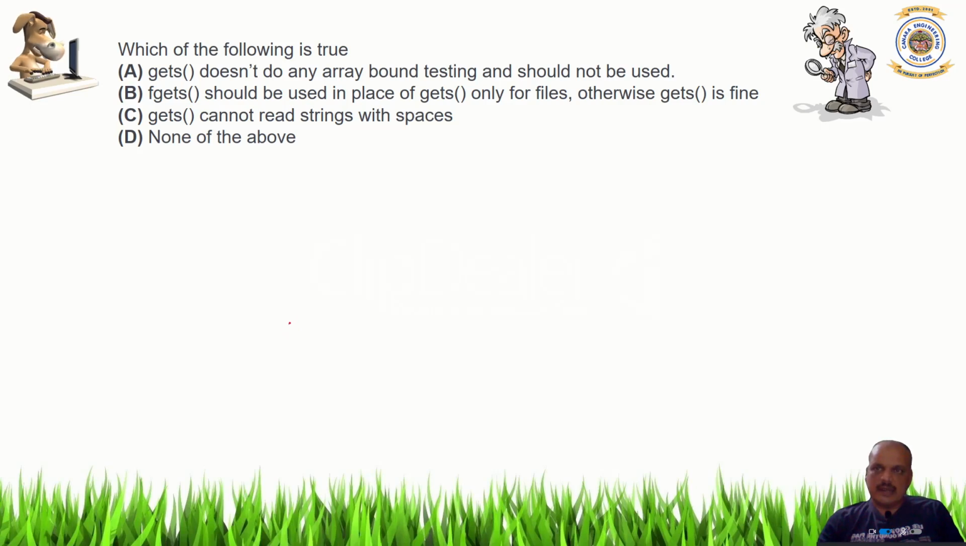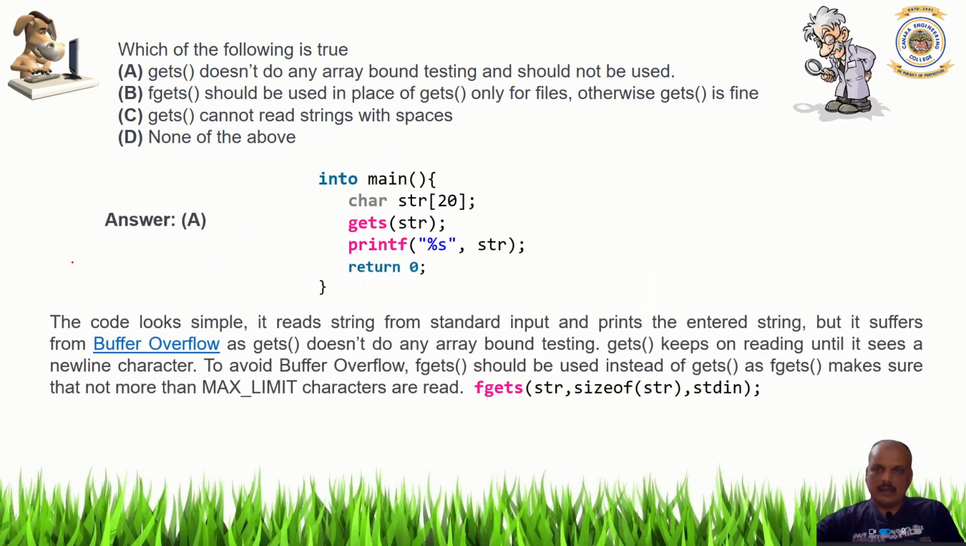Again, guess which of the following 4 statements is true. gets doesn't do any array bound testing and should not be used. fgets should be used in place of gets only for files, otherwise gets is fine. gets cannot read strings with spaces. None of the above. And if you have guessed A, yes, you are right. Let us look at this piece of code.